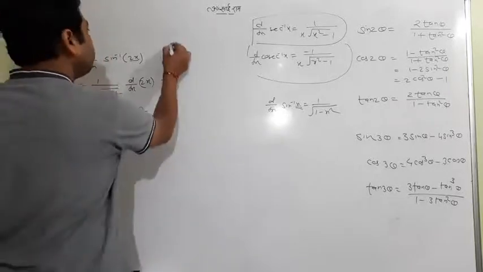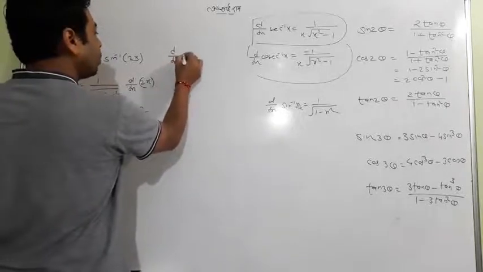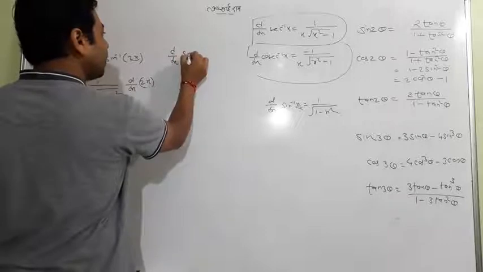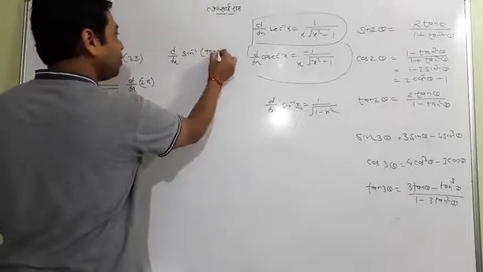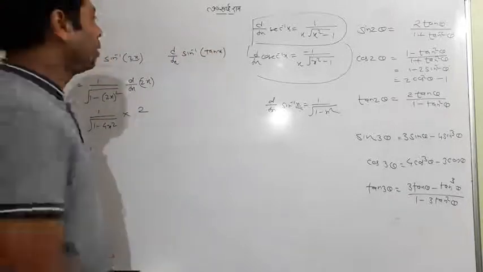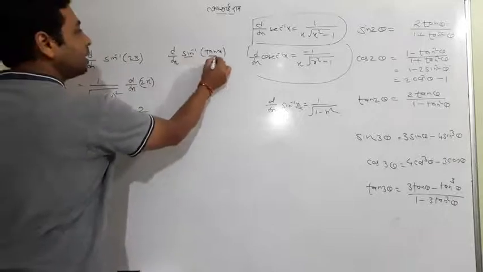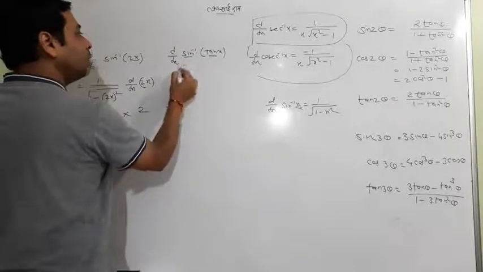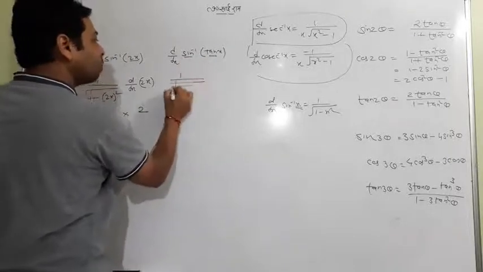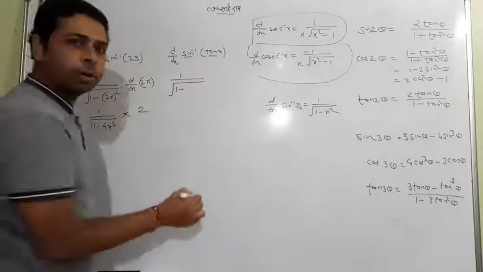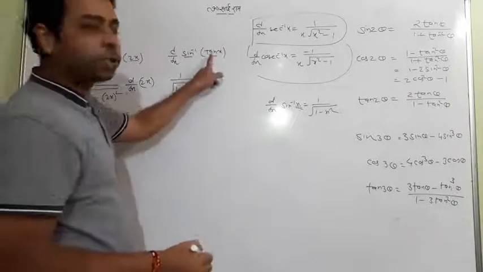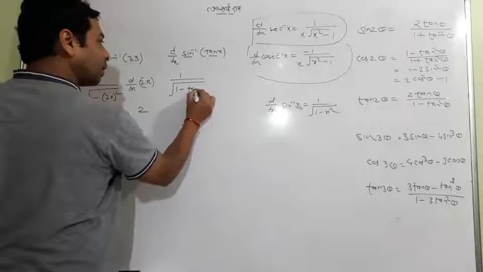Similarly, one more question I want to make, just the last question from my side. Suppose it is sine inverse of tan x. So how to do this? No matter. First it will be sine inverse and then second tan x. So how will it be done? Sine inverse has differentiation 1 upon square root of 1 minus, don't write x because it is not x, it is tan x. So it is tan square x.